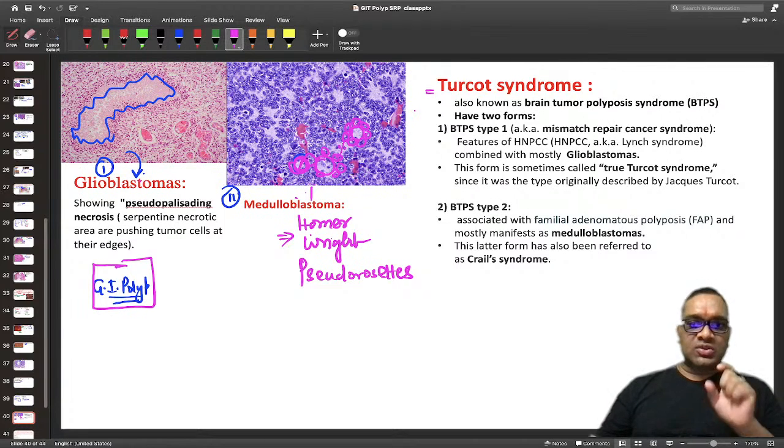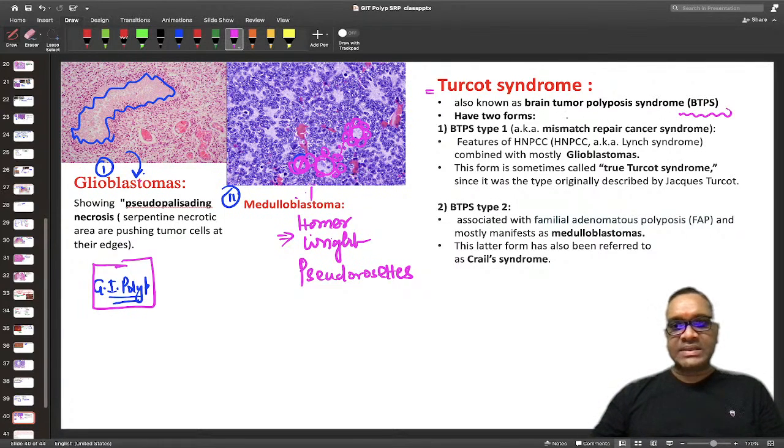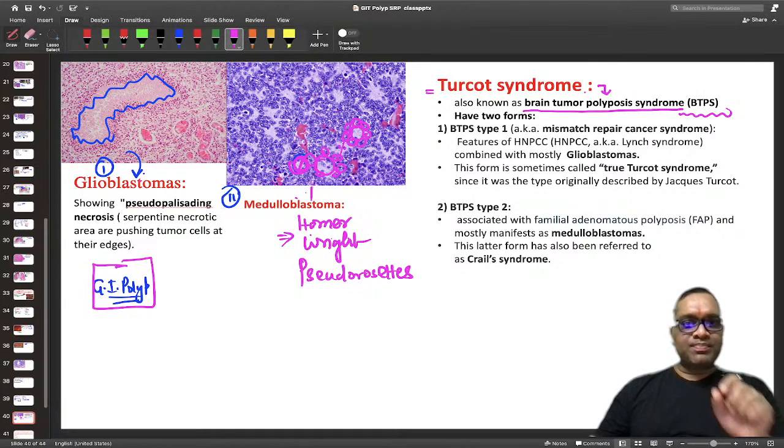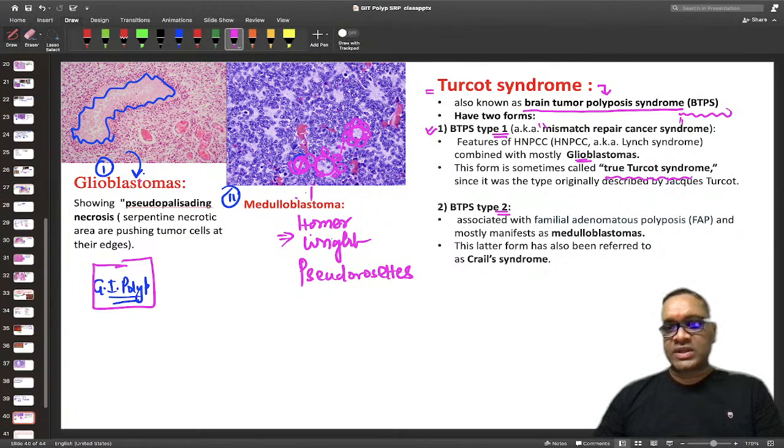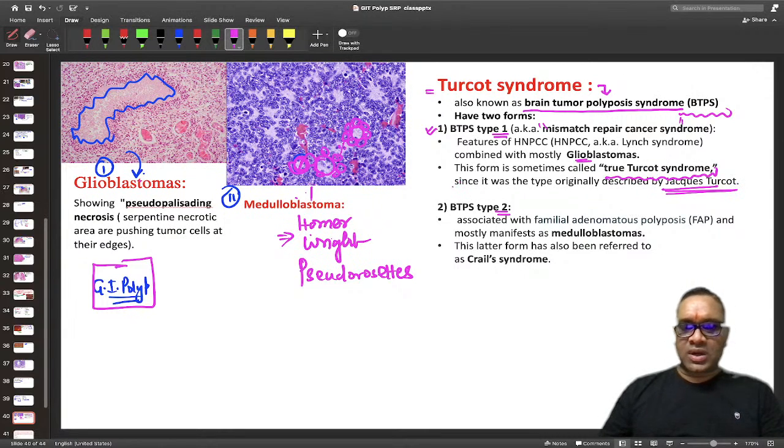Turcot syndrome is also known as, please remember this is not given in Robbins, BTPS, brain tumor polyposis syndrome. So the examiner can use these terms in your all India exam. They have two forms, BTPS type 1 and BTPS type 2. Type 1 is because of mismatch repair cancer syndrome, and this will have glioblastoma, right? And remember, this BTPS type 1 is the original or true Turcot syndrome, because the person who discovered it was James Turcot. That is why it is called true Turcot syndrome.